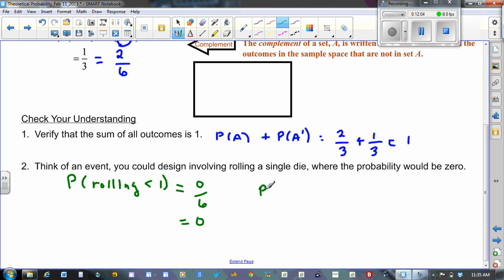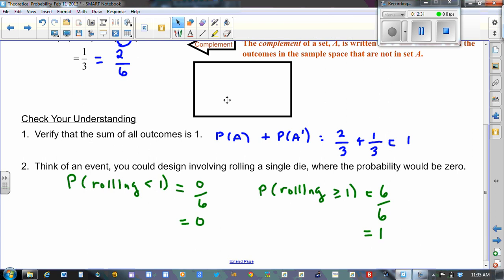Complementary event would be rolling a number that is a discrete value, right? Not a continuous one. One that is greater than or equal to 1 would be 6 out of 6, which would be 1. And you can see how the first property, that the probabilities add to 1, is maintained even in question 2.